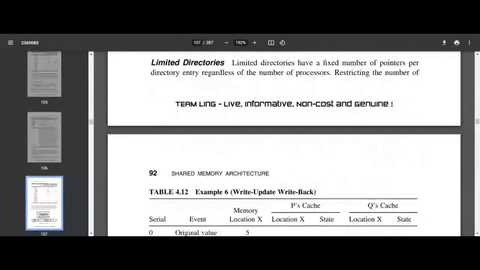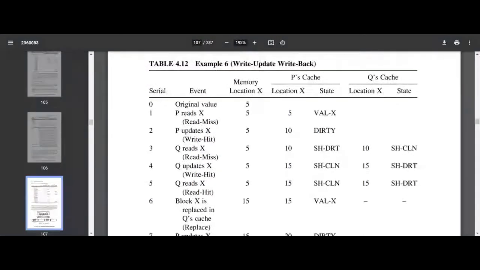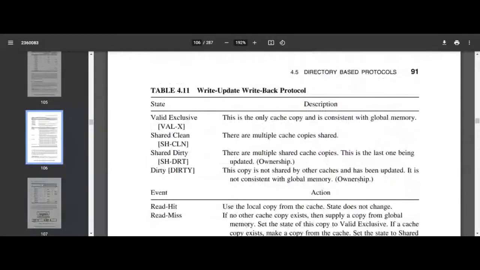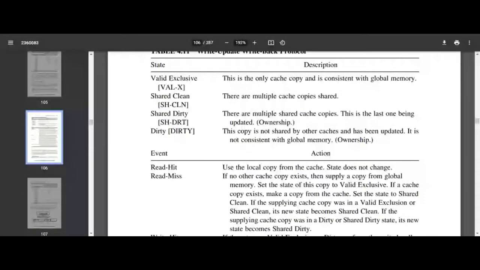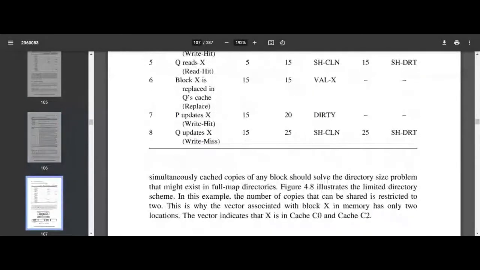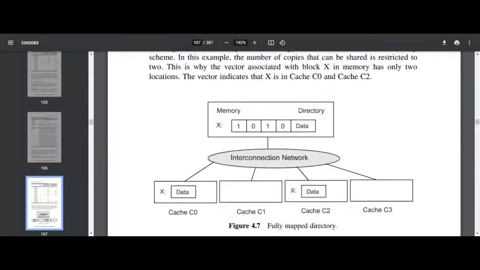In the next phase, we see that there are limited directories as well. The limited directories have a fixed number of pointers per directory. So we have limited the number of pointers, and based upon the number of pointers, we found that the steps are increased. Previously, the problem was solved in 4 steps, and here the problem is solved in double, twice the time of the full map problem. So that's the memory directory structure.